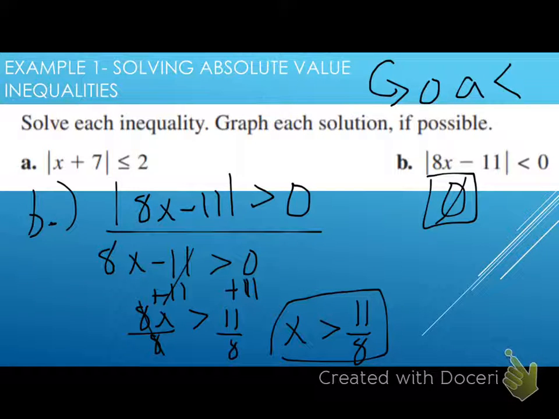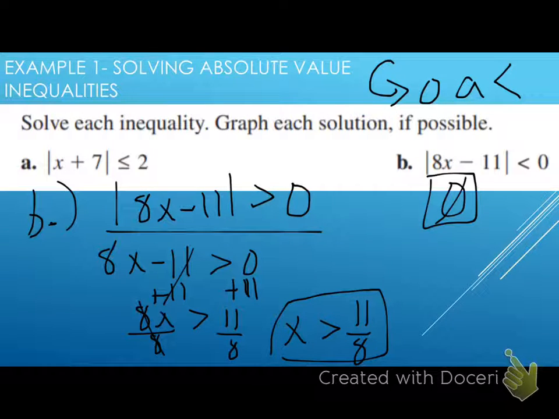What's the absolute value of 0? 0. And 0 is not greater than 0, is it? So I need all the values that are greater than that value that gives me 0. Does that make some sort of sense? So it's got to be greater than the one number that gives me 0. So it's not all real numbers, it's just the values that are greater than 11 over 8.